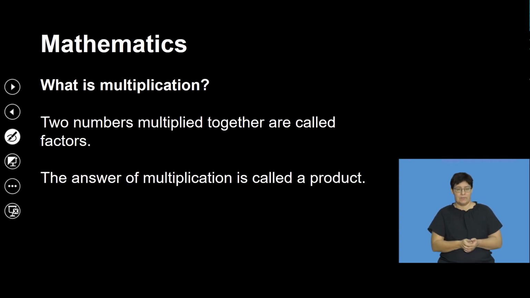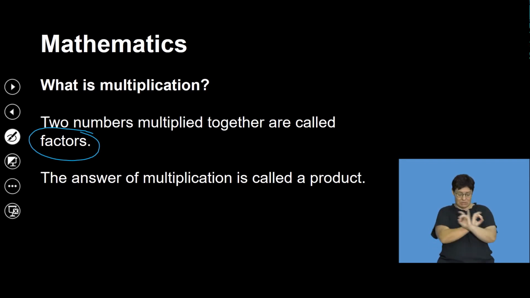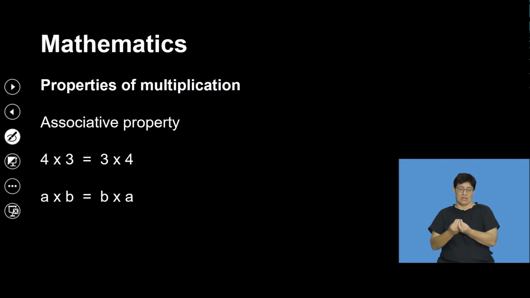Now also, 2 numbers multiplied together, we call them factors because we really do need to get our language clear in what we are talking about. And then the answer that we get when we are multiplying is called the product. We have 2 properties, as I showed you with our map. The first property is the associative property.